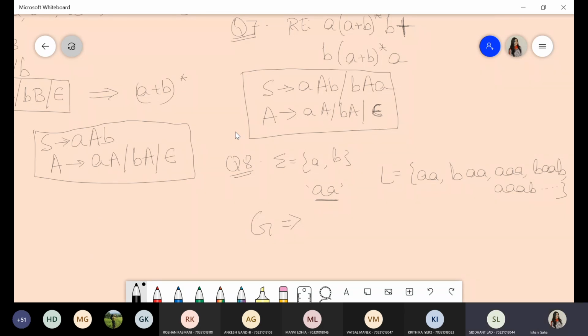Ma'am, could I try? Yeah, please. So in this, B will be AA slash BA slash epsilon. Yes. Then A will be AA, okay, and S will be BAB. So instead of making this A, you can directly write small a here also. Not a problem.